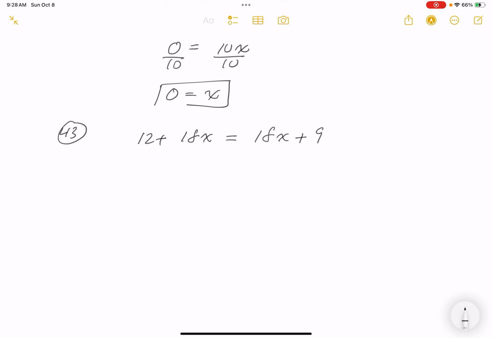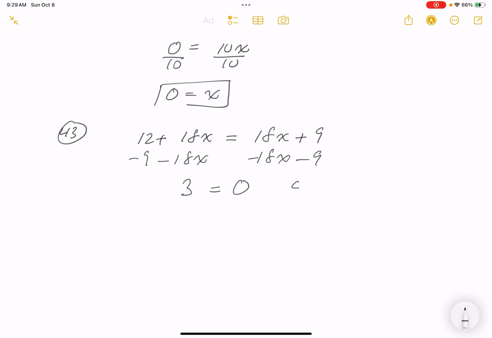Now, something I really haven't mentioned much, but not all equations can be made to be true. Some are conditionally true. Sometimes they can never be made true. Let's go through it, though. What do we do? Subtract 18x from both sides, and subtract 9 from both sides. And what do you get over there? Well, let's take a look at it. You get 3 equals 0.